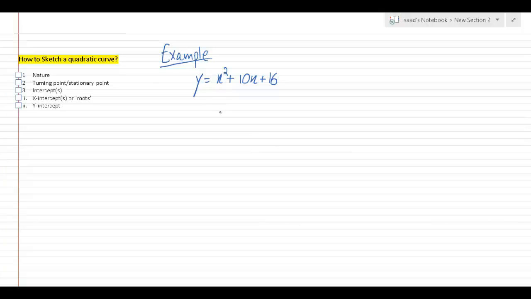Now here's an example question that I've written over here. y is equal to x squared plus 10x plus 16, and our job is to sketch the quadratic curve of this equation. Now let's start. First of all, we have to know what the nature of this quadratic curve will be. We can see that the coefficient of x squared, since we have nothing here, is basically 1, and since a is greater than 0, that means that our quadratic curve will be a happy face. So that's done.